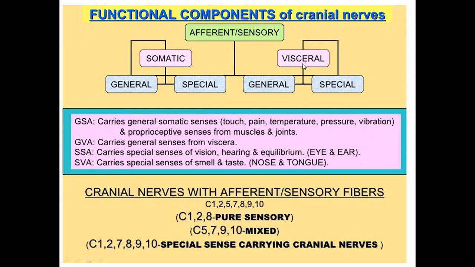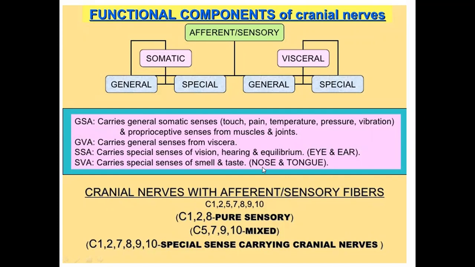Now the next component is special visceral afferent. These are other sensations like sense of smell and taste. So smell and taste, these two sensations are referred to as special visceral afferent sensations. So you need to remember at least this one thing so that you can remember the other one. Special visceral afferent means the sensations are smell and taste.